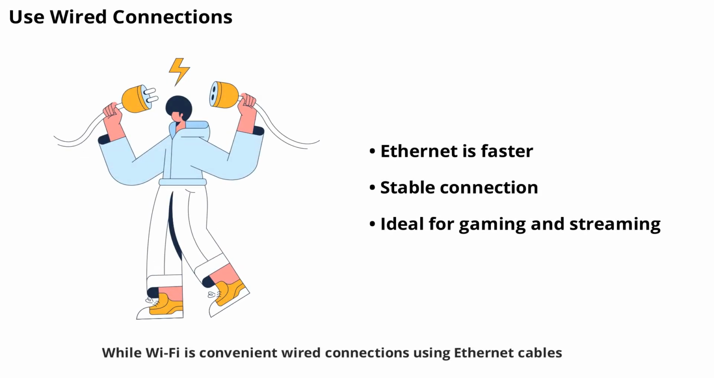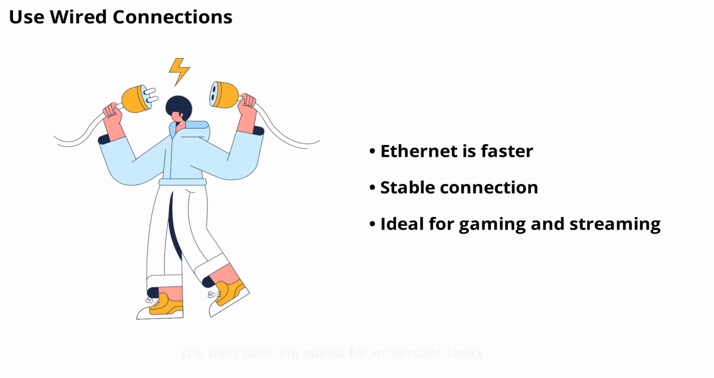While Wi-Fi is convenient, wired connections using Ethernet cables are generally faster and more stable. If possible, connect your computer or gaming console directly to the router with a cable. This can eliminate wireless interference and provide the best possible speed for important tasks.